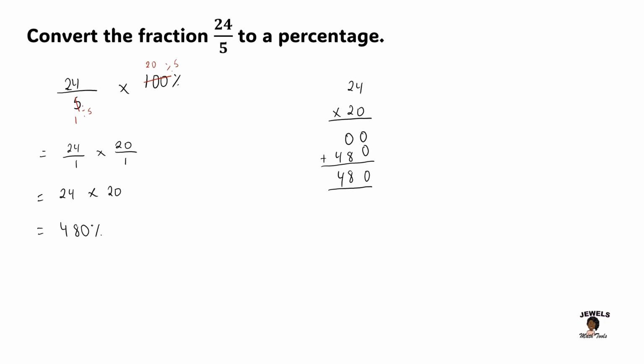But in cases where we have a proper fraction and the numerator is smaller than the denominator, then you should be expecting to get a percentage that is less than 100%. Okay, so I hope this example was very easy for you to follow.